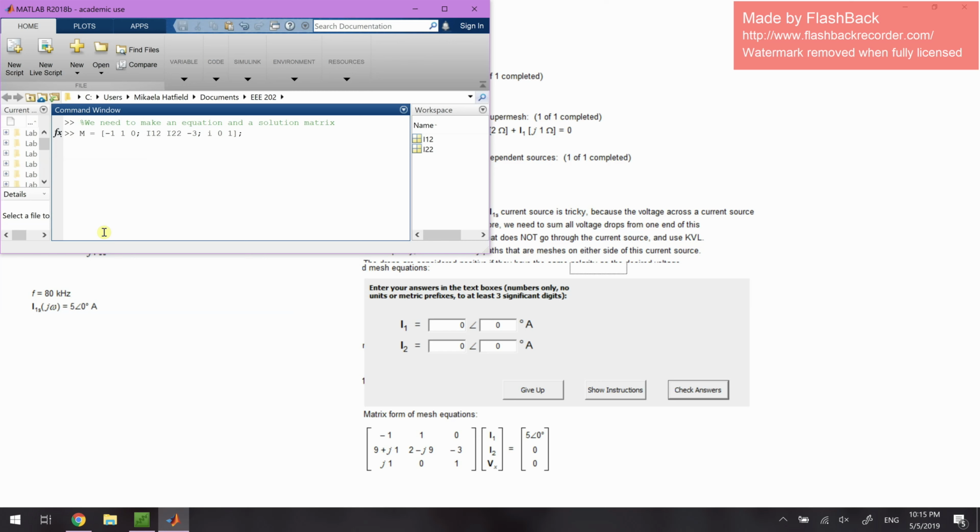When you get to the end of the matrix, you actually just put a bracket. You don't need a semicolon at the very end, but then I did put one after the end bracket to suppress it because I don't need to print out M.